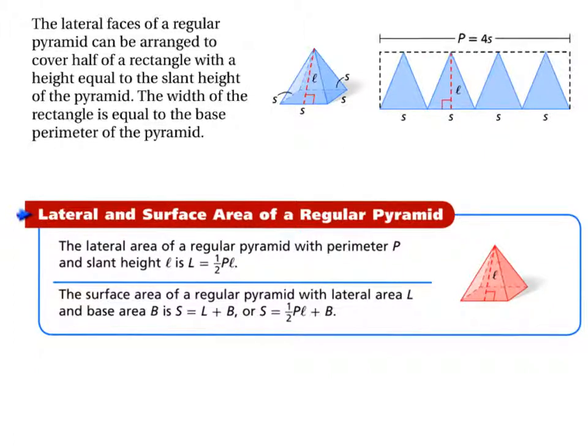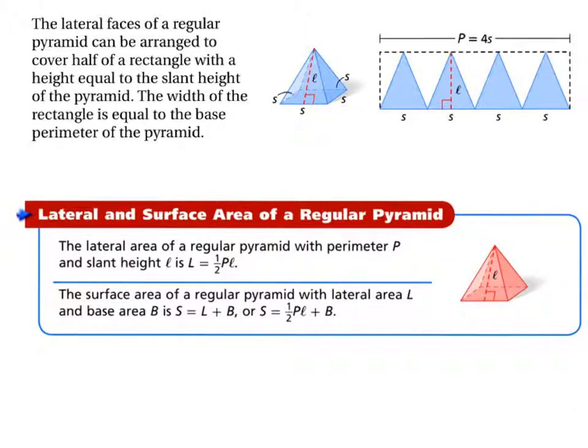So if we look here at our formula, the lateral area of a regular pyramid with perimeter P and slant height L is this. You're going to take 1/2 of the perimeter multiplied by the slant height. So the perimeter multiplied by the slant height and then times 1/2.